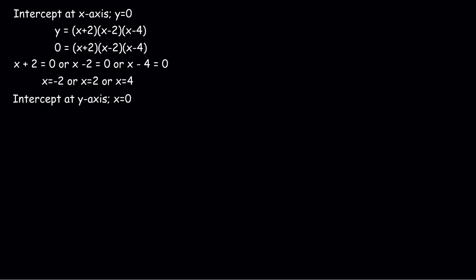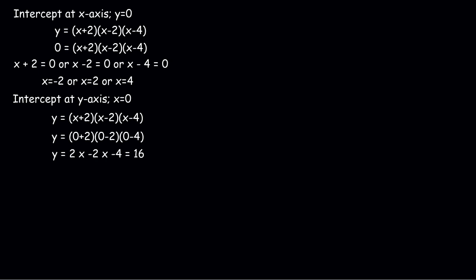Now at our y-intercept, s is equal to 0. Substituting s equals 0 in our equation, y will be equal to (s plus 2)(s minus 2)(s minus 4), which makes y equal to (0 plus 2)(0 minus 2)(0 minus 4). So therefore y will be equal to 2 times minus 2 times minus 4, which is equal to 16.